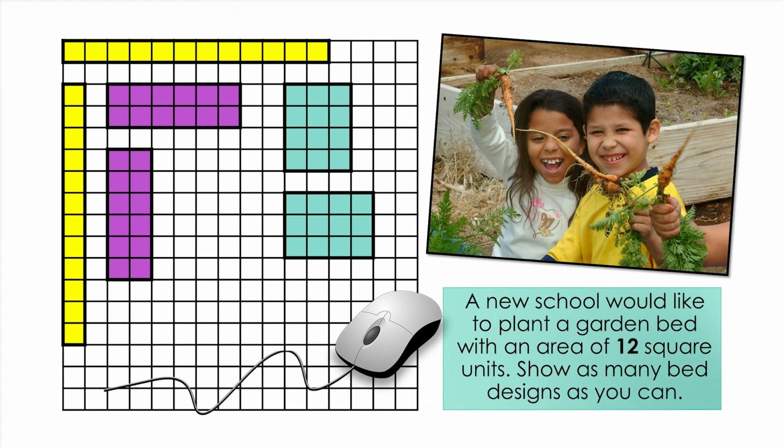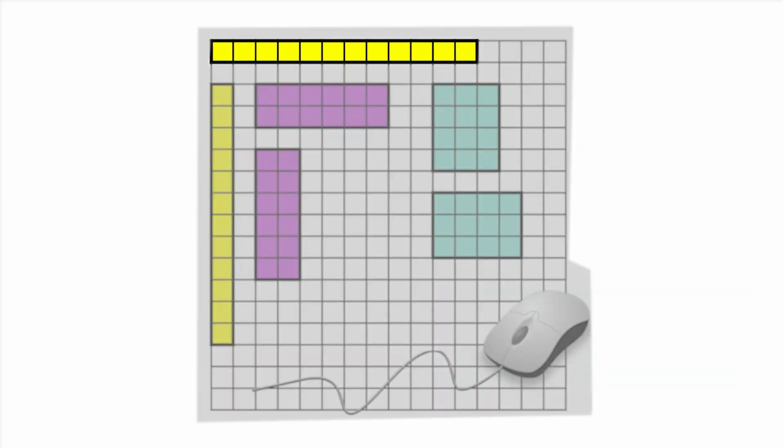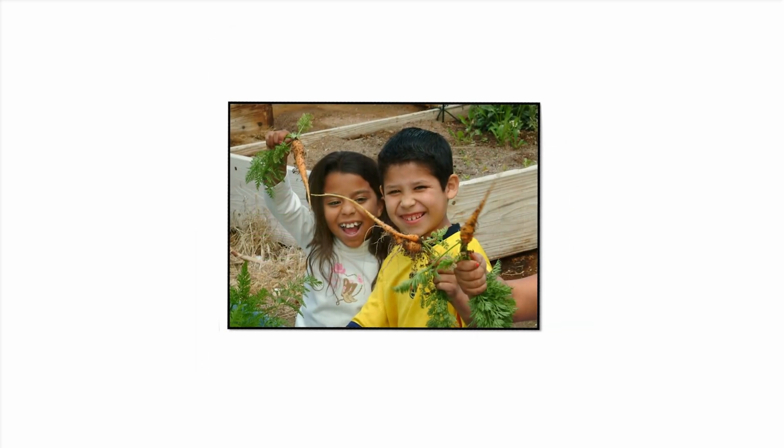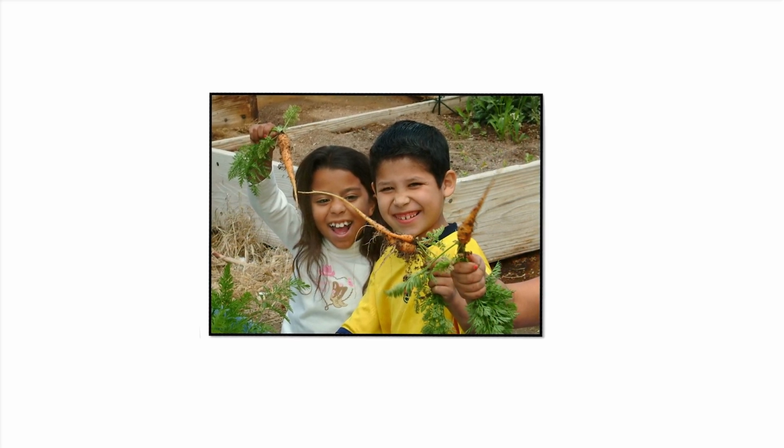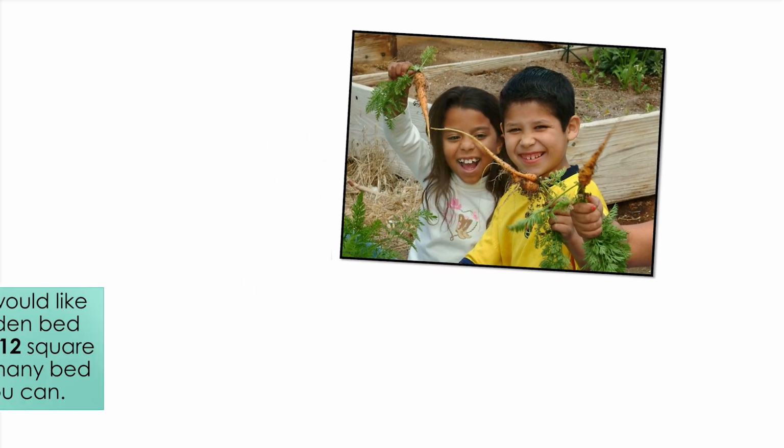Did your child's prior practice with noticing related facts help? For example, in yellow, 1 row of 12 and 12 rows of 1 equal 12 square units. In purple, 2 rows of 6 and 6 rows of 2 equal 12 square units. In green, 3 rows of 4 and 4 rows of 3 equal 12 square units. Did your child enjoy shading the boxes and solving a real-life challenge?